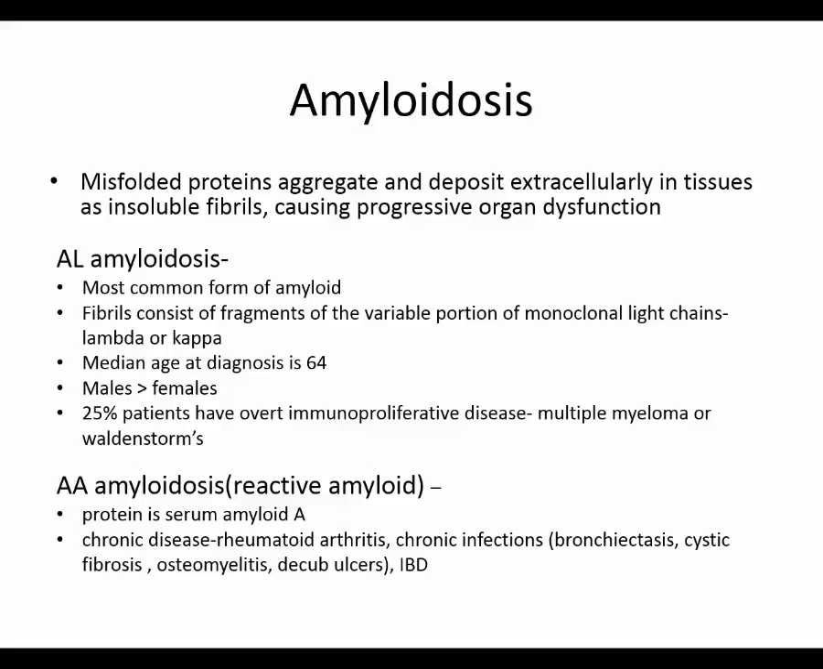And like I said, light chain amyloid, AL amyloidosis, is the most common form, and you have the variable portion of the monoclonal light chains here, could be lambda or kappa. It's seen in little bit older patients, though we have seen patients in their 50s too, more men than women, but you'll see a mix of them. We had a woman in her 50s, and not all of these patients will have myeloma.